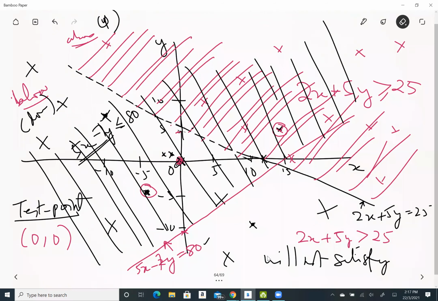That is how you show a strict inequality. When you see a broken line for that inequality, that means the equation is not included. It is a strict inequality. Any question? Okay, good. So that is how you draw a strict inequality.